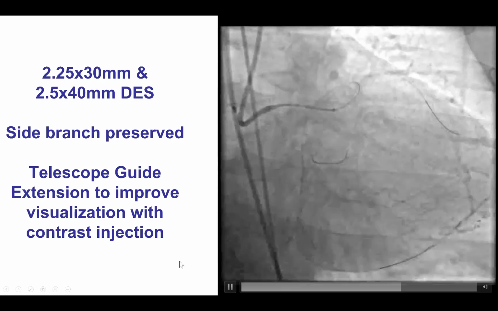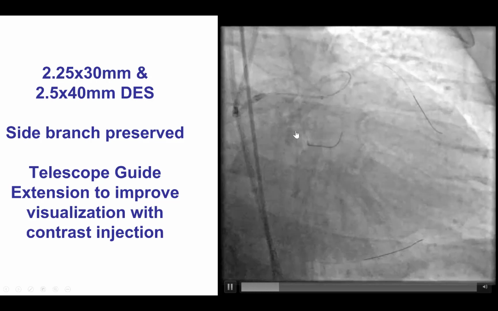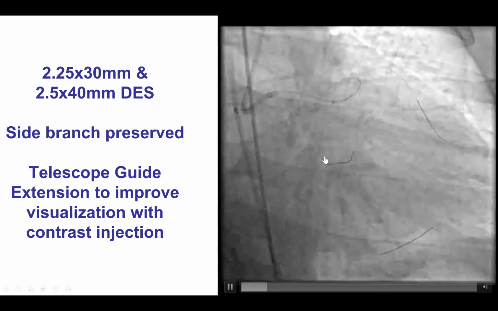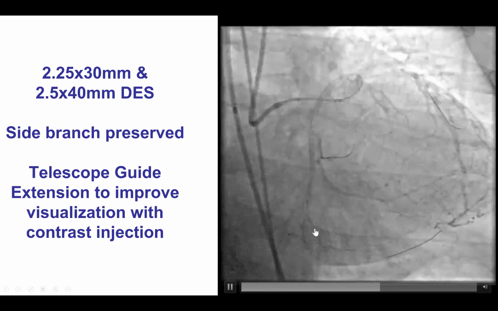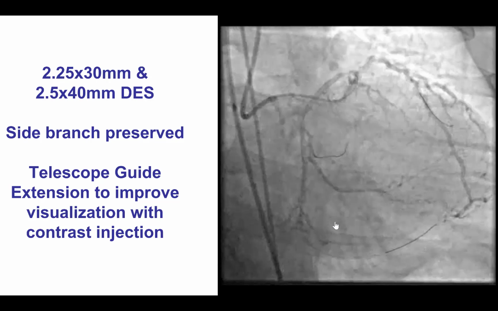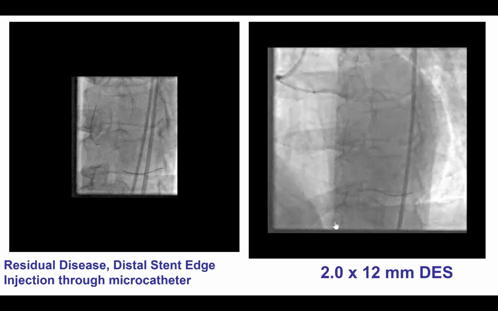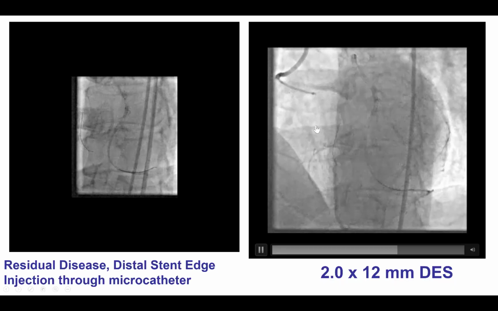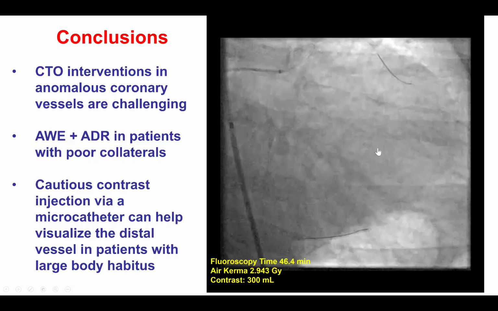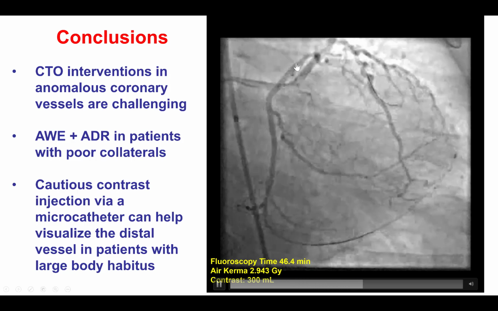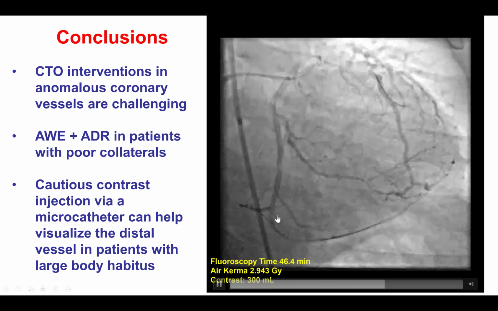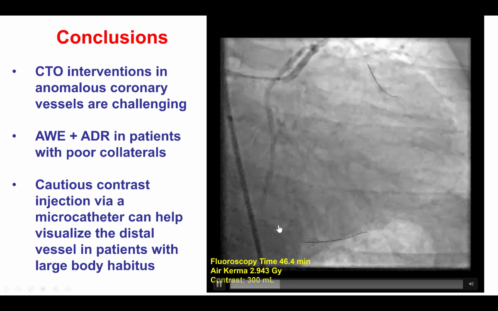We placed 2 drug-eluting stents covering the entire segment of the occlusion. Fortunately, the side branches were preserved. And then we used a guide extension to better visualize, and there appeared to be some residual disease in the distal portion of the vessel after the previously placed stent. And that is why an additional stent was placed to cover that area of disease. And after doing that, we did have a very nice result with TIMI 3 flow into the circumflex while preserving all the large obtuse marginal branches.